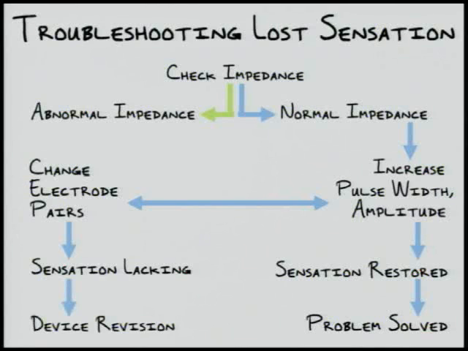Going back to the initial impedance check, if abnormal impedance is measured, the electrode pair can be changed with the intention of utilizing remaining intact electrodes to successfully provide stimulation. Thus, once a pair of electrodes with normal impedance is selected, the stimulus should be adjusted by varying amplitude and pulse width, and if successful, sensation will be restored and the problem corrected. However, if unsuccessful, a reasonable number of combinations of stimulus waveforms and differing electrode pairs should be evaluated. Following this, if no intact electrode pairs and stimulus combinations have restored sensation, a device revision may be necessary.